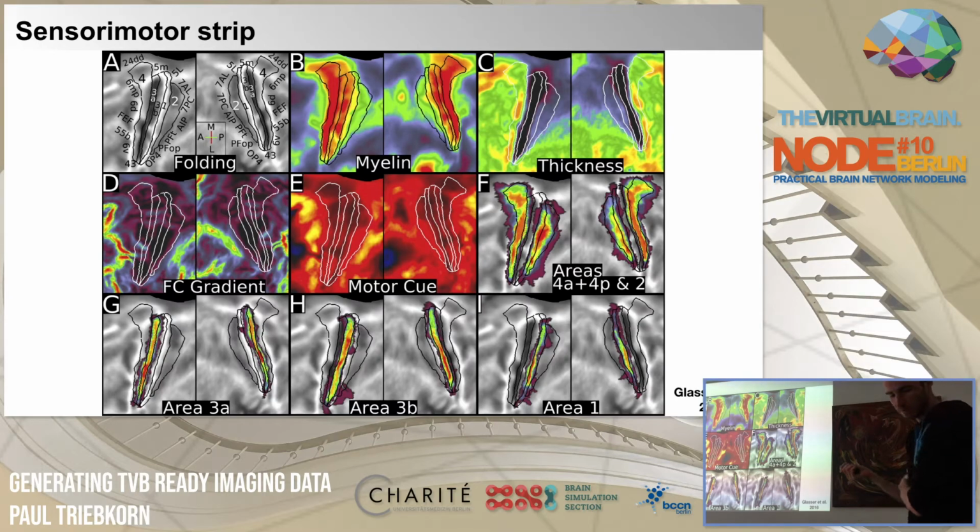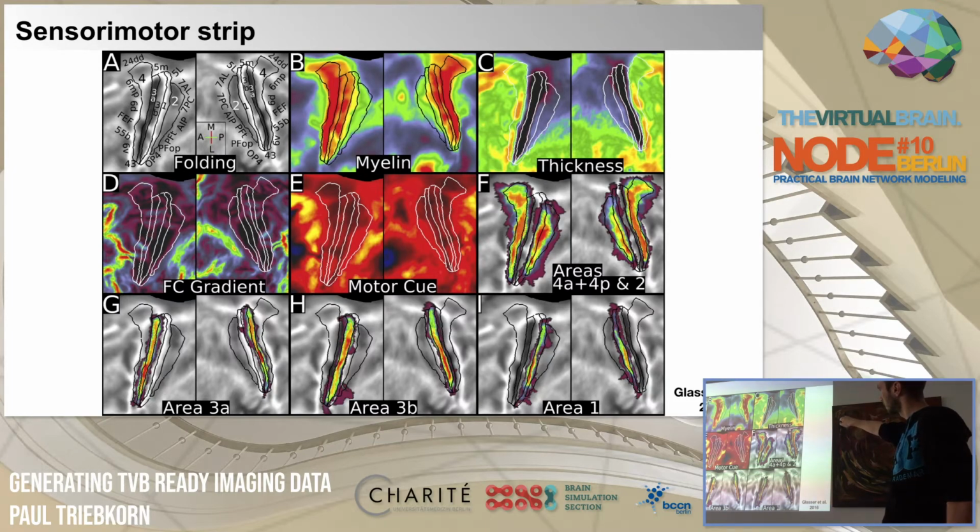Maybe here a quick example for the motor strip in more detail. We still use cortical folding as a first measure. Glasser and his colleagues are not completely rejecting that cortical or anatomical landmarks indicate the different areas. This is the first step. Then we use myelin. What you see here are the different areas, 1, 2, 3, 4, and the boundaries in black. There's already a difference in myelin between the first three and the last one.